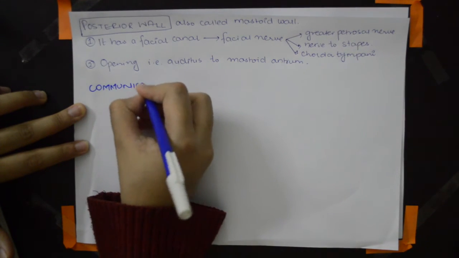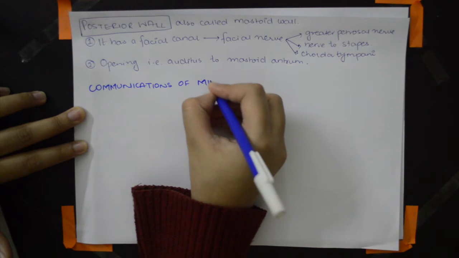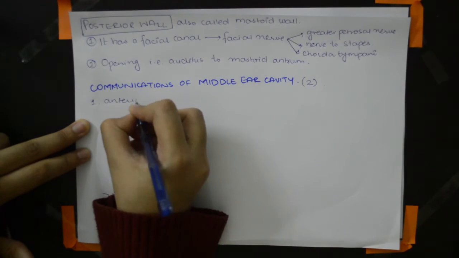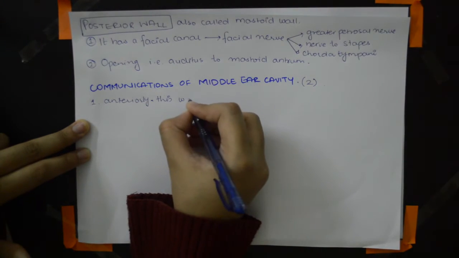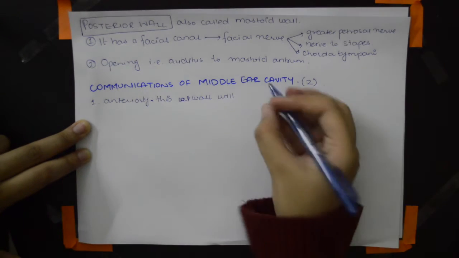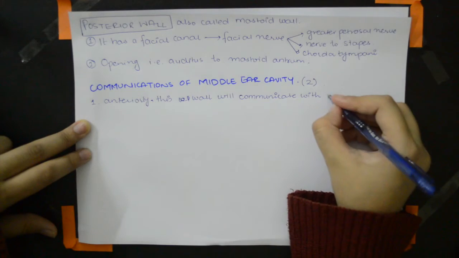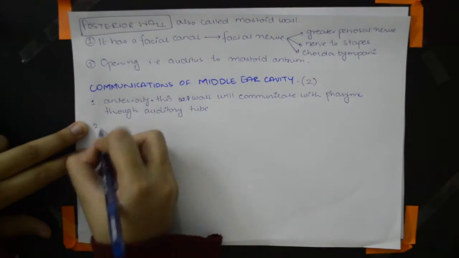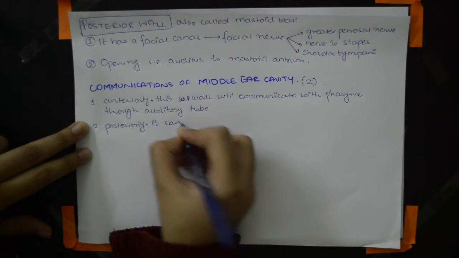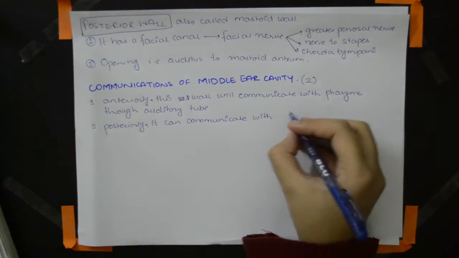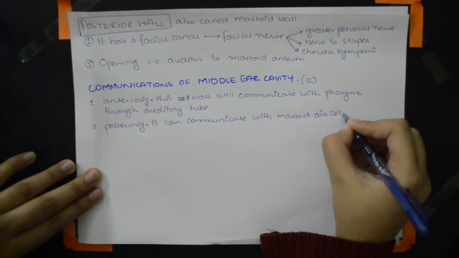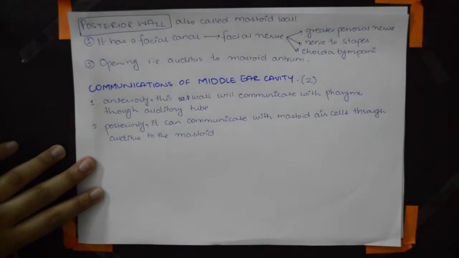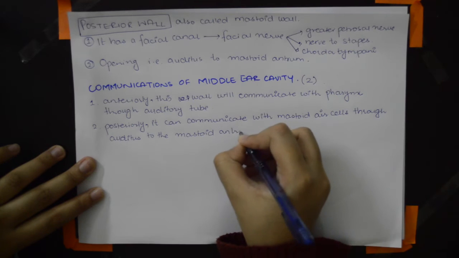Now the communications of the middle ear cavity. We're going to do two communications. Anteriorly, this wall will communicate with the pharynx through the auditory tube, and posteriorly it can communicate with the mastoid air cells through the auditus to the mastoid antrum.